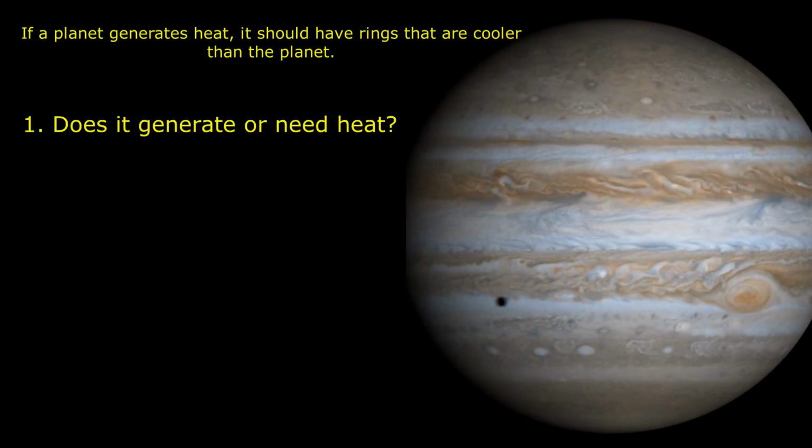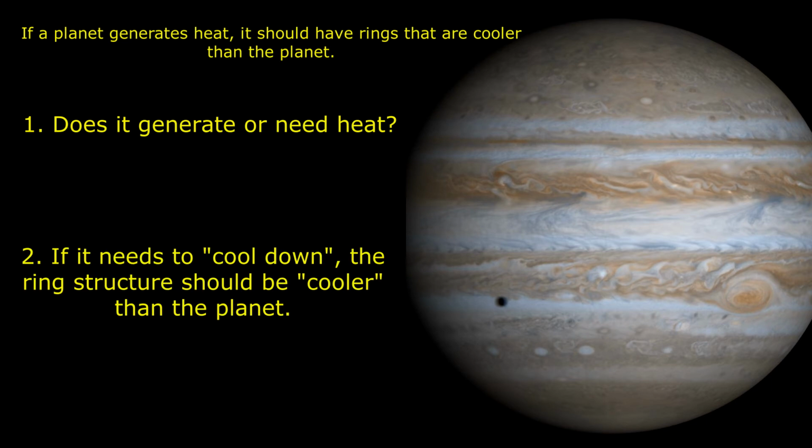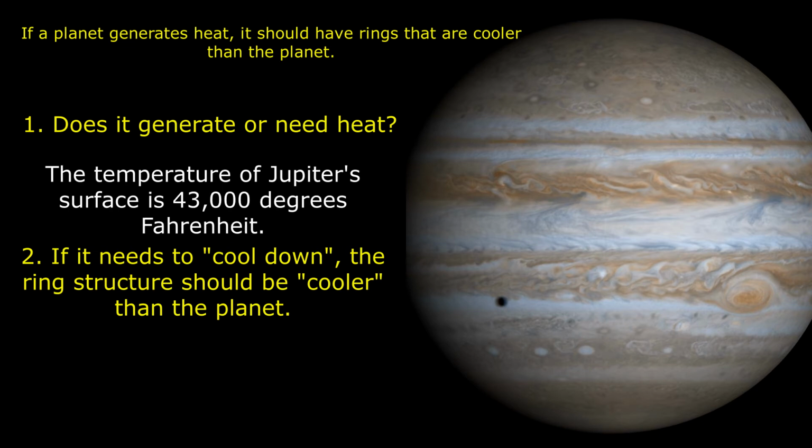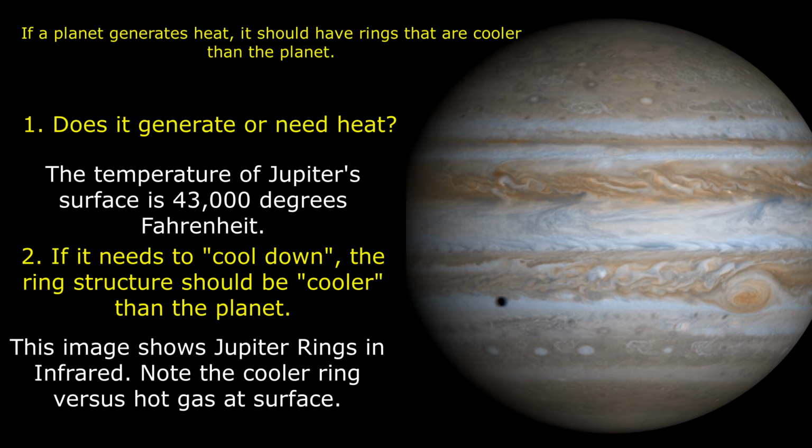Does it generate heat? Yes. If it needs to cool down, the ring structure should be cooler than the planet itself. So let's take a look at Jupiter's temperature. It's 4,300 degrees Fahrenheit. That's quite warm. So I would say it needs to dissipate heat, and so it needs a ring system that's cooler than it. The rings can be made up of anything, but what we know is they're made up of both ice and rock.